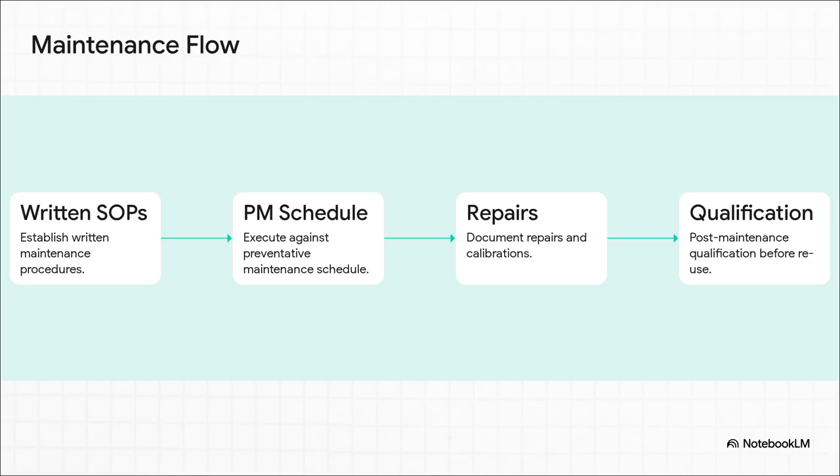Well, Section 211.58 dictates the maintenance flow, and it's a strictly chronological process. Step 1, you start with approved written maintenance SOPs. Step 2, you execute against a set preventative maintenance schedule. Step 3, all repairs and calibrations have to be properly documented and QA approved. And Step 4, which is absolutely crucial, post-maintenance qualification. If a contractor opens up a piece of equipment or alters a room in any way, qualification before reuse is mandatory. You can't just turn the machine back on and hope for the best, right?